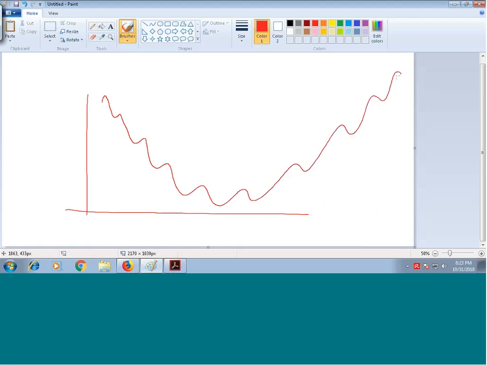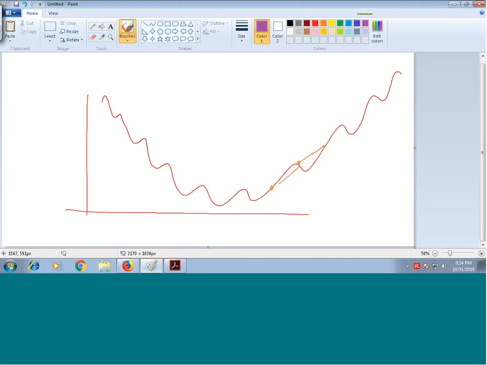Okay, this is the non-convex function. Why? Because for a convex function, if you take two values and look at the midpoint, it should lie inside, but here it is outside. Here, however, it follows that particular rule. So if I take two points over here, the midpoint is inside.